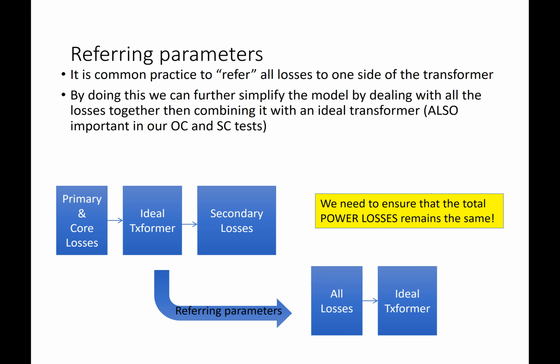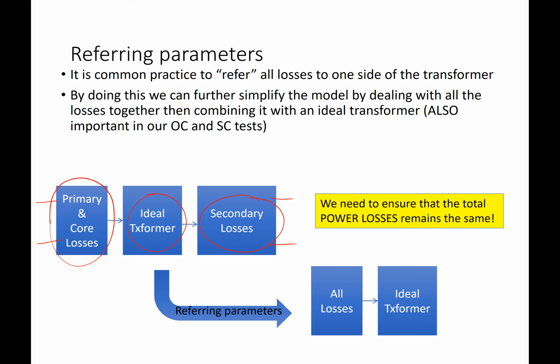So what do we mean when we say referring parameters? Currently, when we look at the equivalent circuit, it looks something like this. We have the primary and the core losses, and then we pass through an ideal transformer, and then we have the secondary losses, and your terminals are connected on these sides.